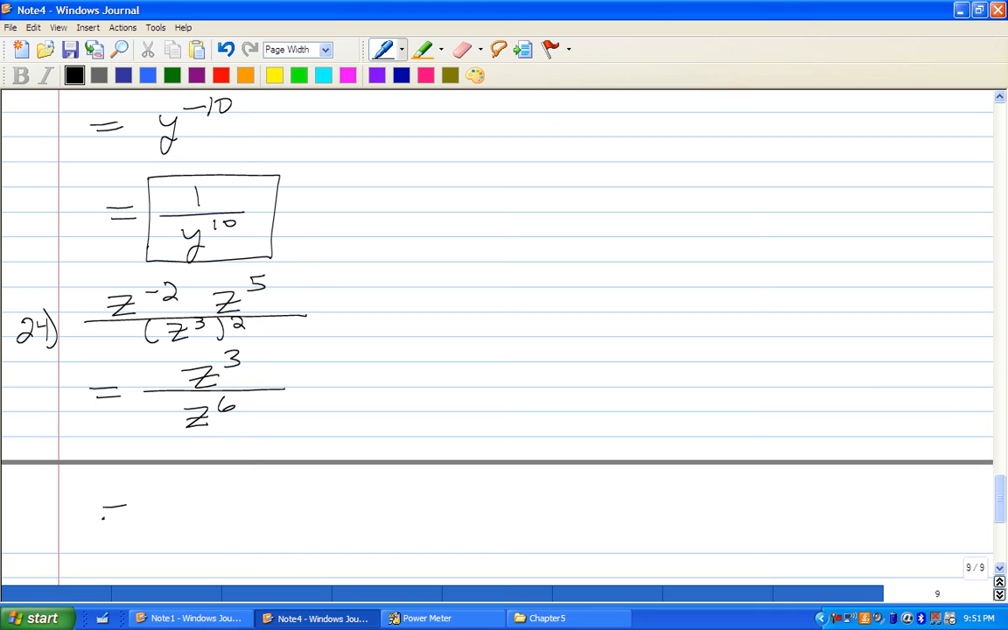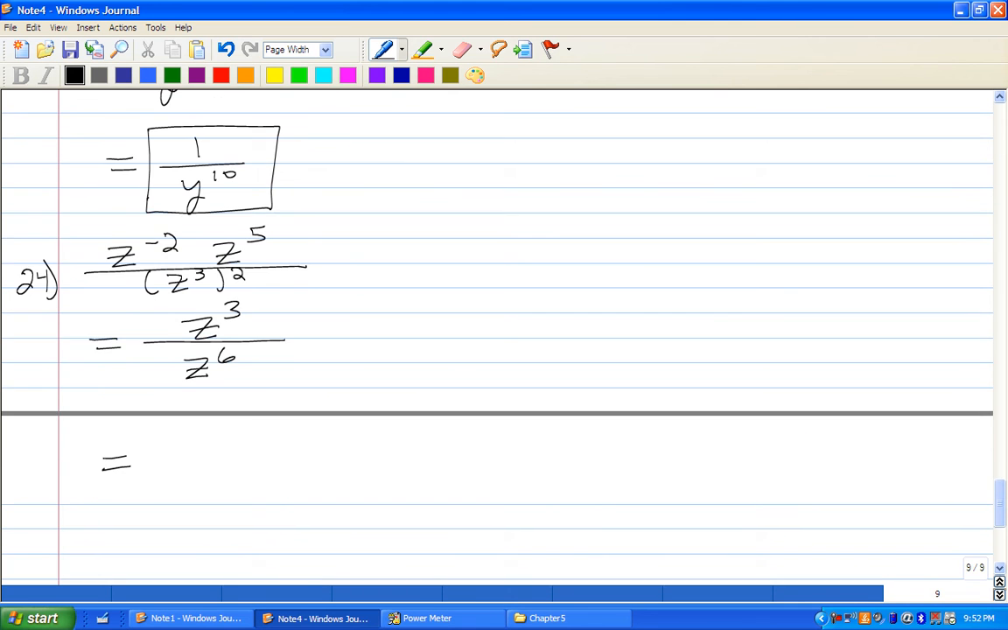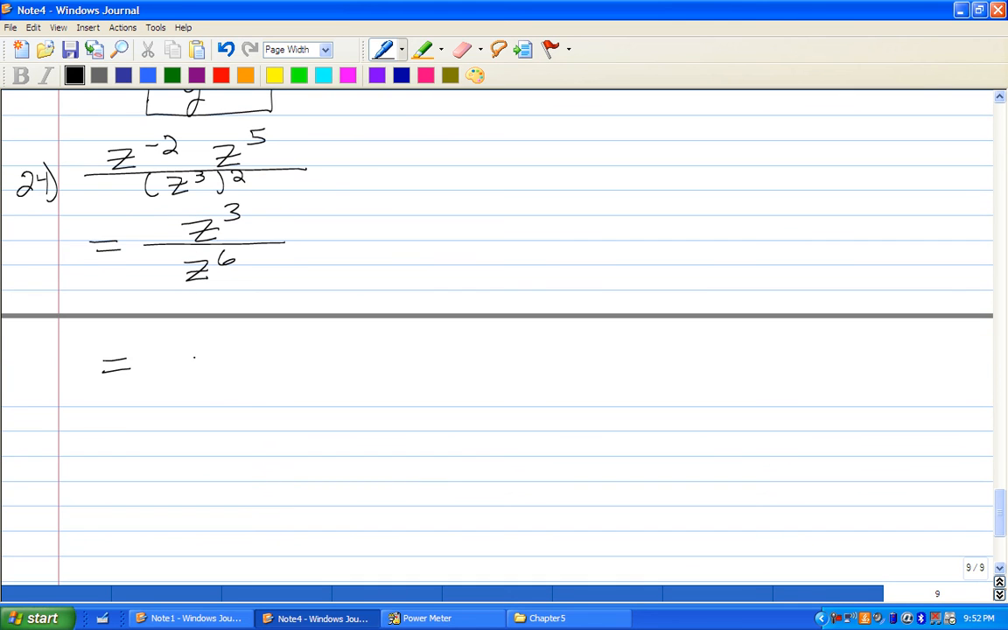And now I see that I have the same base, z. 6 is bigger than 3, therefore z will be in the denominator. And then I'll just subtract exponents. 6 minus 3 is 3. Since z is in the denominator, I need a 1 in the numerator. So this is 1 over z cubed.